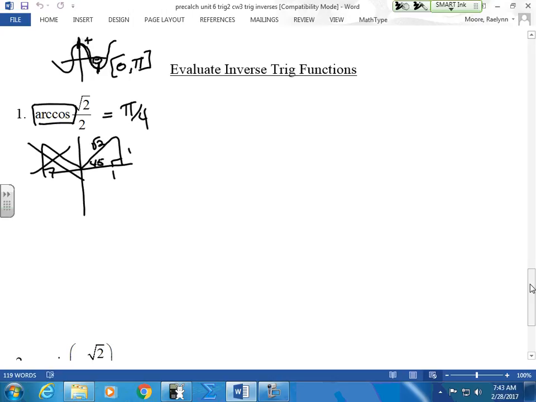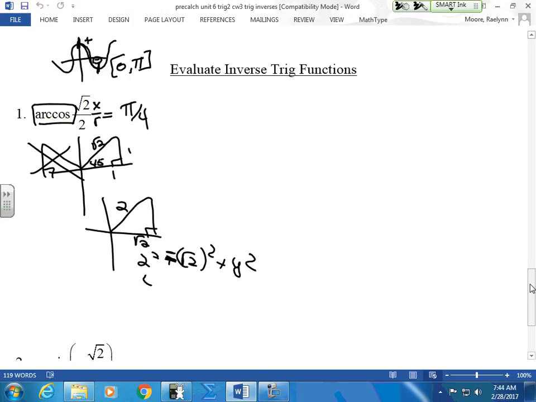Because the special right triangles are 1, 1, radical 2, and when they rationalized it, it became radical 2 over 2. If you didn't know that, you could say x over r, so you can do this. X is radical 2, r is 2, so I'm missing a side. I still don't see my angle, right? So I do 2 squared is equal to radical 2 squared plus y squared. So I get 4 is equal to 2 plus y squared, subtract 2. I take the square root, I say, oh, this is radical 2.